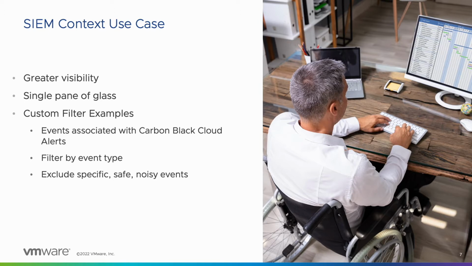I realize that endpoint events can become noisy, so we've equipped the Carbon Black Cloud Data Forwarder with advanced filtering capabilities, so you only see the data that you need. Maybe we only want to see events that are associated with Carbon Black Cloud alerts. There's a filter for that. Maybe we only want to see certain types of events like netcons or proc starts. There's a filter for that. Or maybe we want to exclude safe, noisy events that are specific to our organization. You guessed it, there's a filter for that.